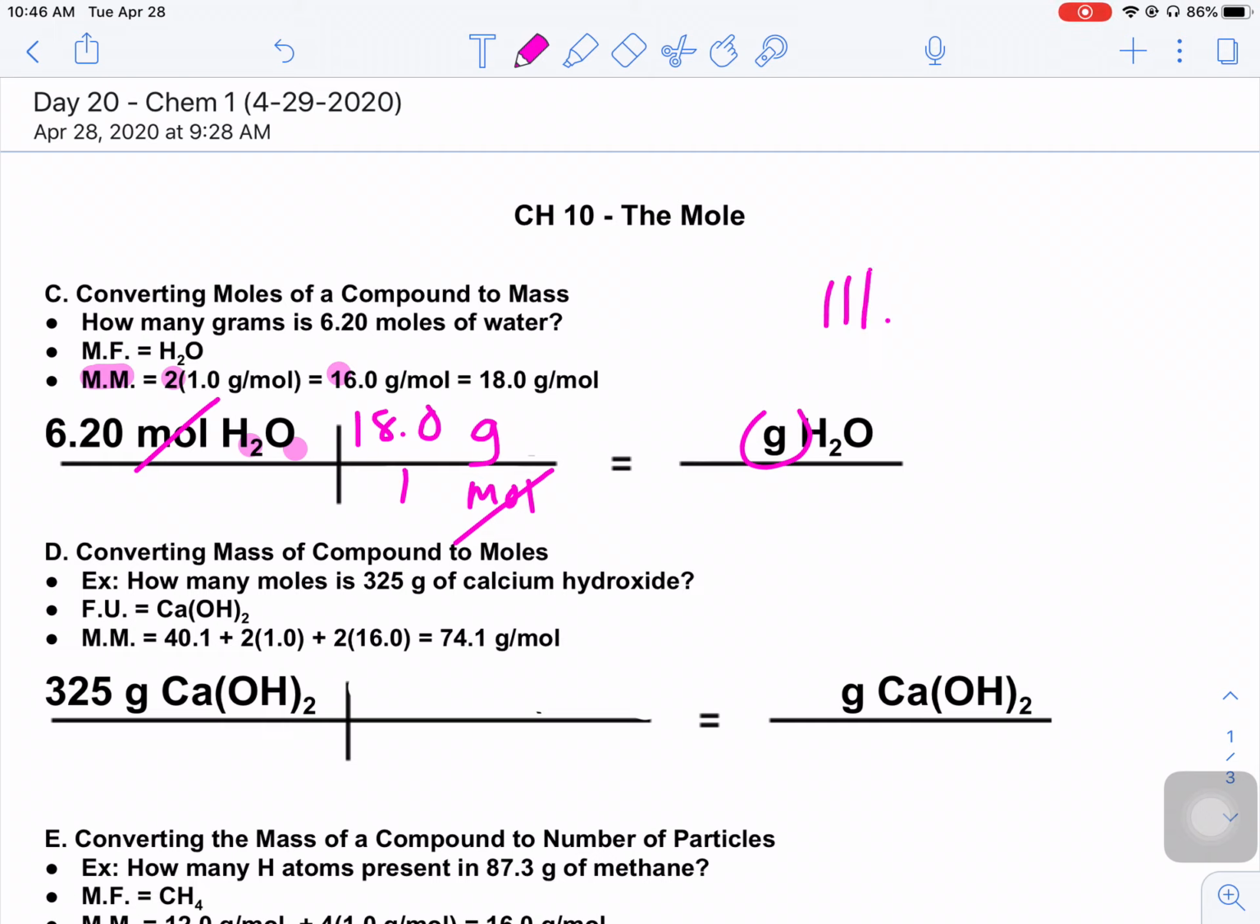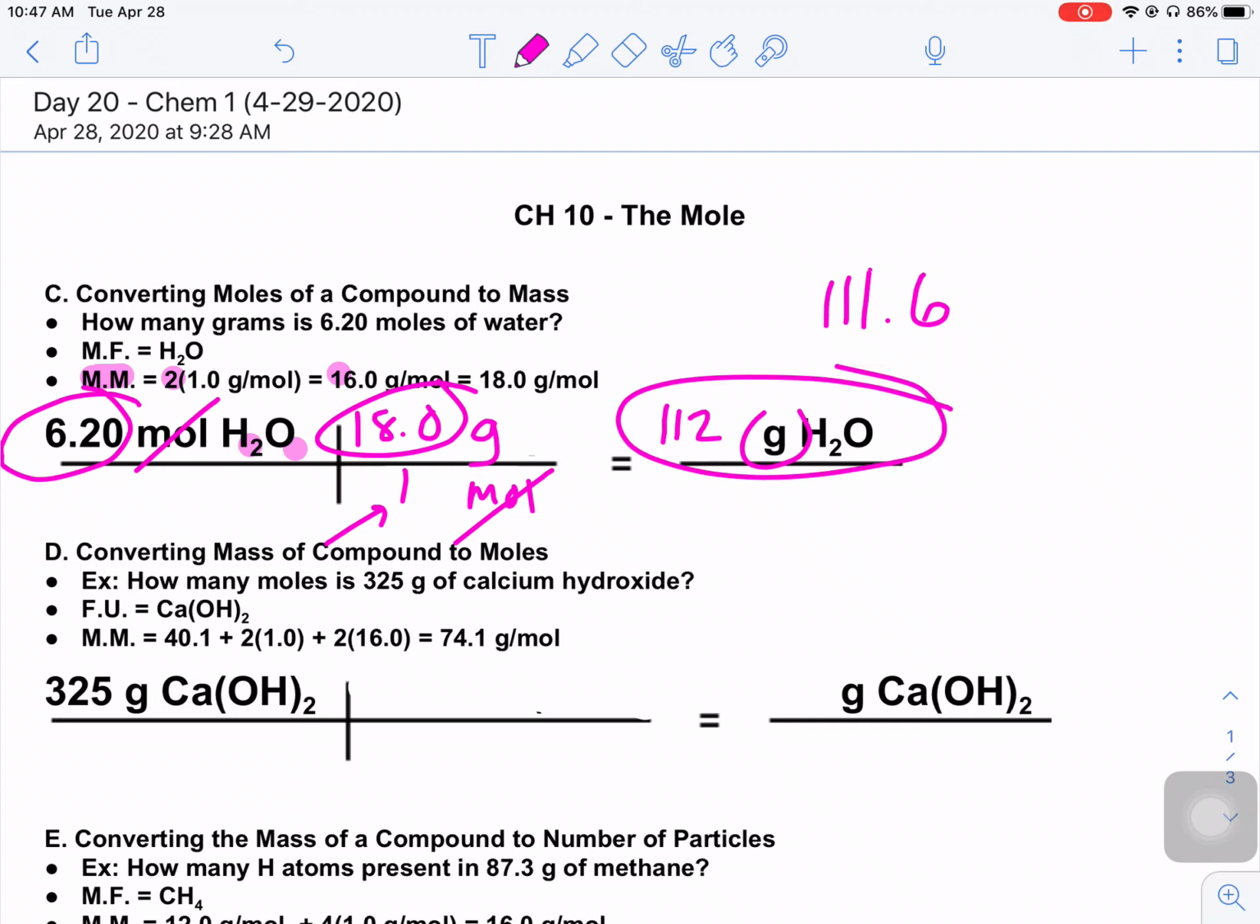111.6. But let's talk about sig figs real quick. We've got 3 sig figs there, 3 sig figs there, and don't let the 1 limit your sig figs. So with the appropriate number of sig figs, I'm probably going to call this 112 grams. Final answer.